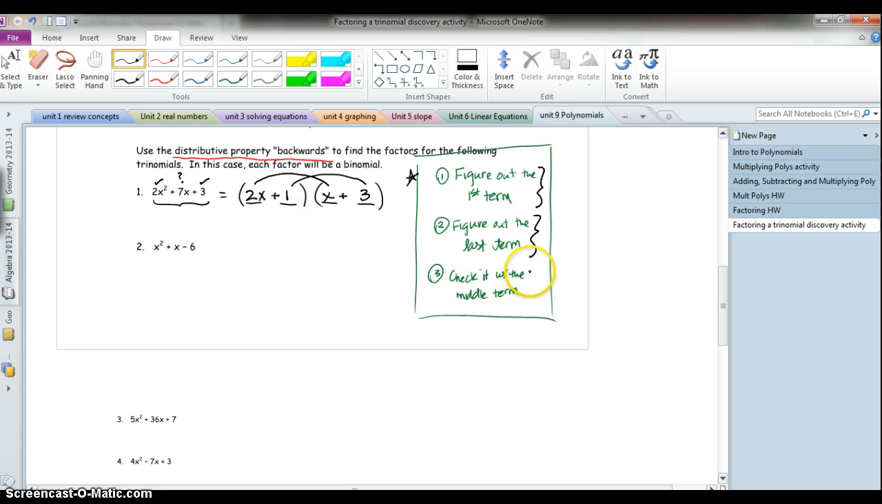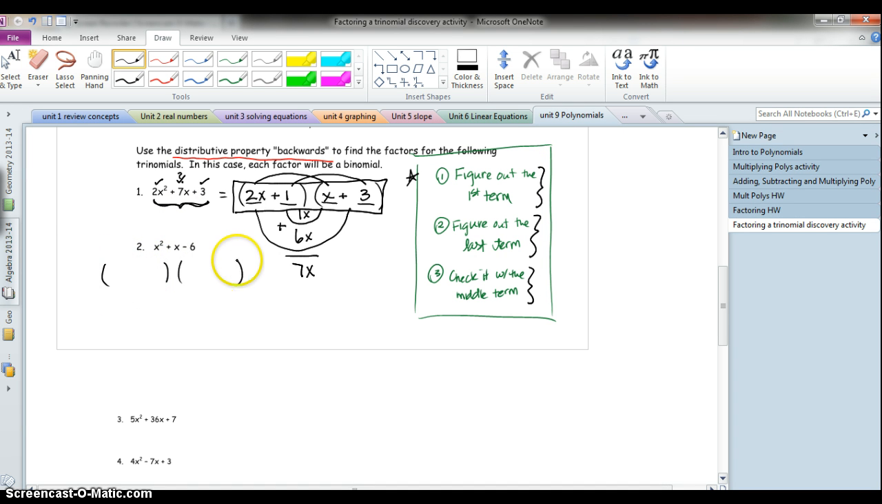So I'm going to check my work, and now we're down here to step 3. Check it with the middle term. Check to see if you actually get the middle term. I'm going to connect here, and 1 times x is 1x, and then 2x times 3 is 6x, and if I add those straight down, I get 7x, and sure enough, 7x is the middle term. And so I now know that if I multiply those two binomials together, I'll get this trinomial as my answer. So I just factored that trinomial. Let's try the next one.